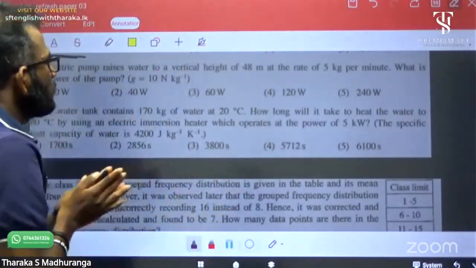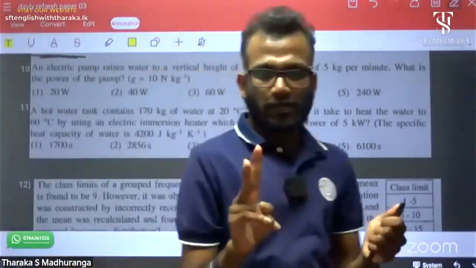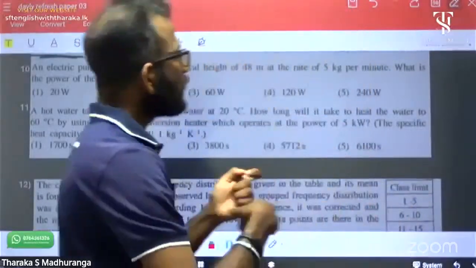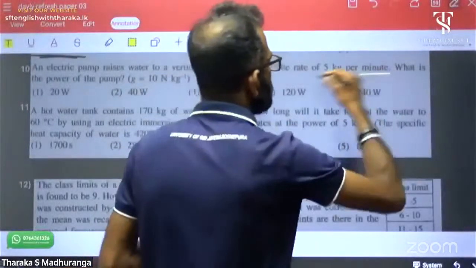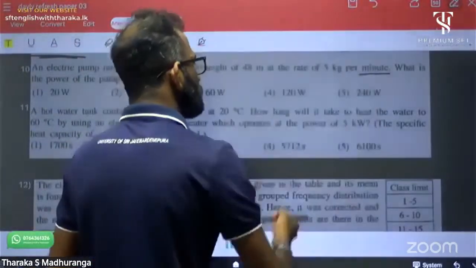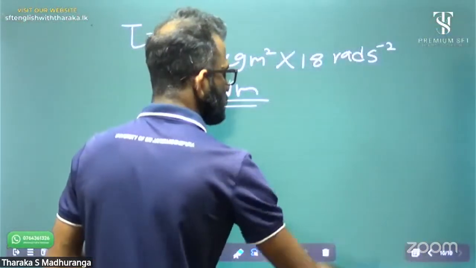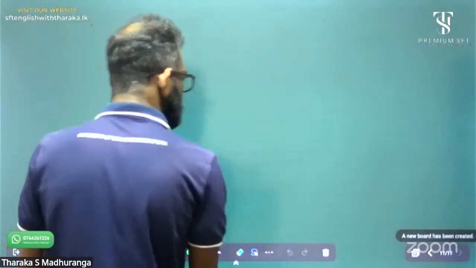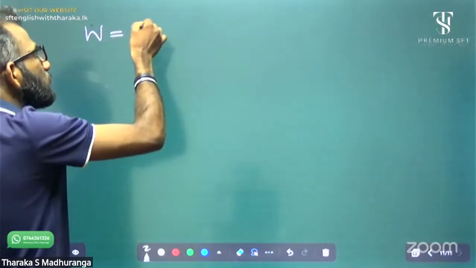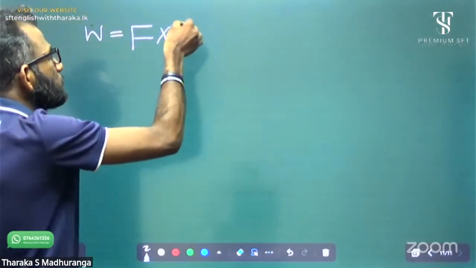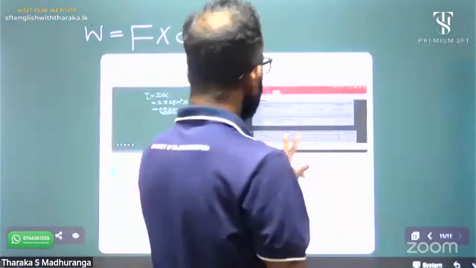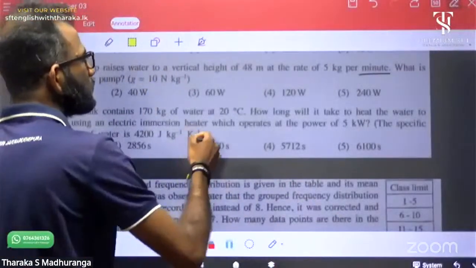Now you have 2 options. First of all, you can get what is the work done within 1 minute. Okay, how to calculate work? You know, work. Okay, work equals perpendicular force multiplied by the displacement. F into D. Okay, now what is the force, minimum force requirement?